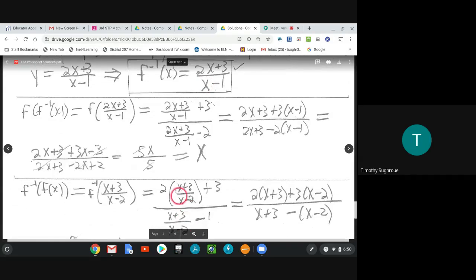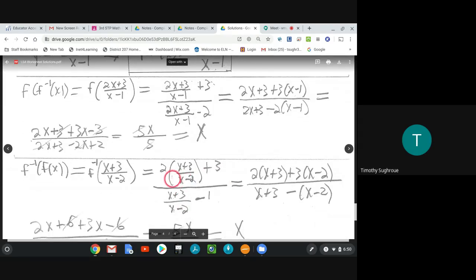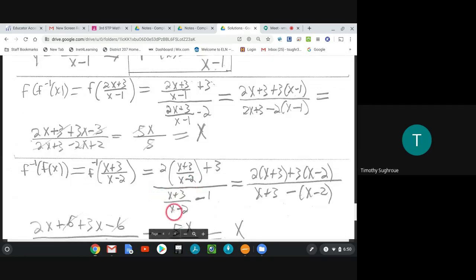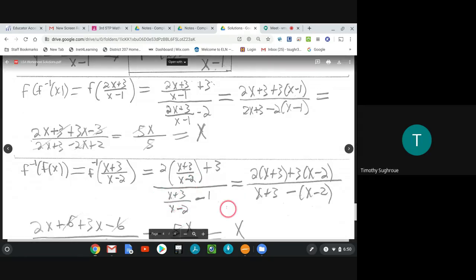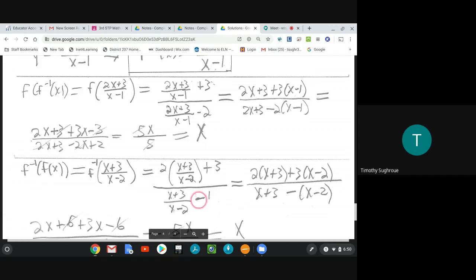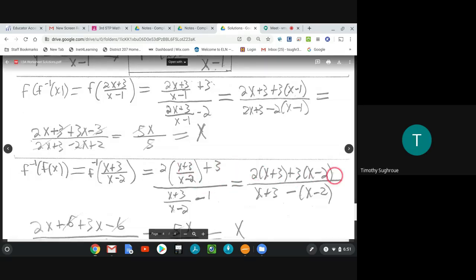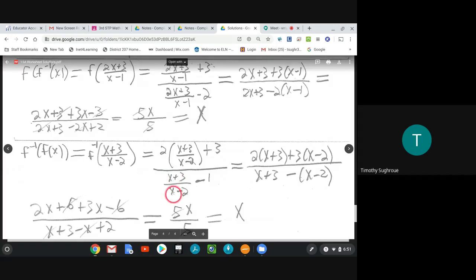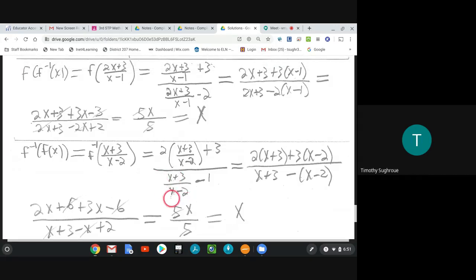I can still do that same trick. What is the denominator of this numerator? x minus 2. What is the denominator of this? x minus 2. So I'm just going to multiply every term by x minus 2. If I multiply this term by x minus 2, the x minus 2's will cancel, and I'm left with the 2 times x plus 3. I also have to multiply this 3 by x minus 2. If I multiply this fraction by x minus 2, the x minus 2 will cancel.